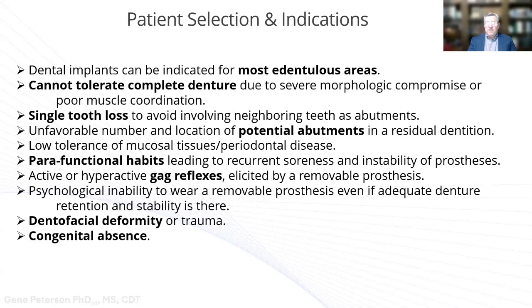So that's another reason why you may want to recommend an implant or not. Parafunctional habits leading to recurring soreness or instability of the prosthetic. This refers to a denture or partial. If the patient gags a lot and they can't tolerate a removable prosthetic, maybe the implant's the way to go. Psychologically, they're unable to wear a removable prosthetic. We're going to talk about that too at the end of the presentation tonight, about how psychologically affected some patients are when they have to go to a denture, and why they would want an implant. Deformities, trauma, or congenital absence.